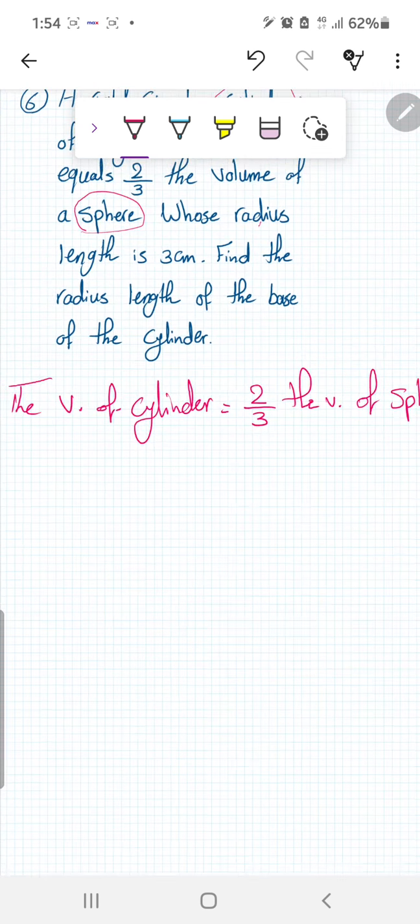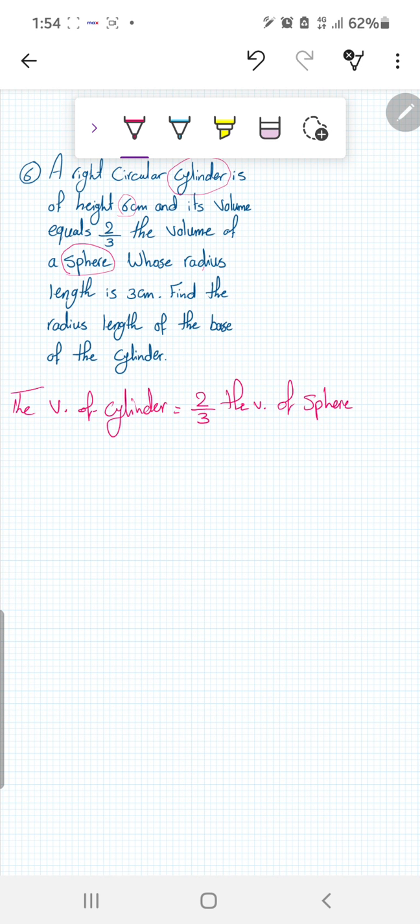Okay, write the rule. The rule of the volume of a cylinder. The volume of a cylinder equals the area of base times the height. Area of base, which is area of circle, πr squared times the height, equals 2 over 3 multiply the volume of a sphere, which is 4 over 3 πr cubed. Okay, by substitution. Here, the height of the cylinder is 6. So π, first cancel π with π.